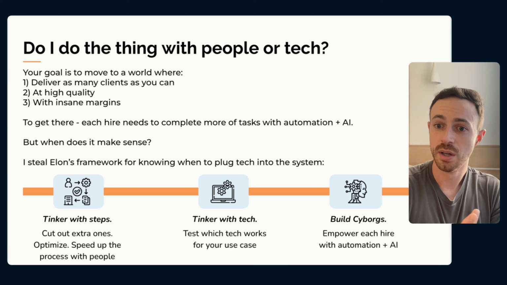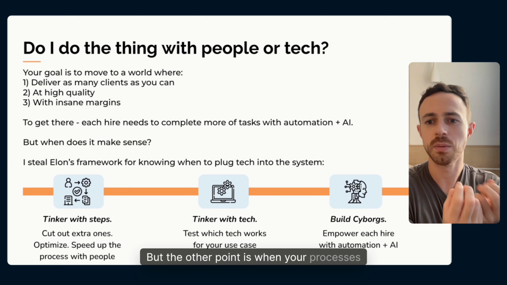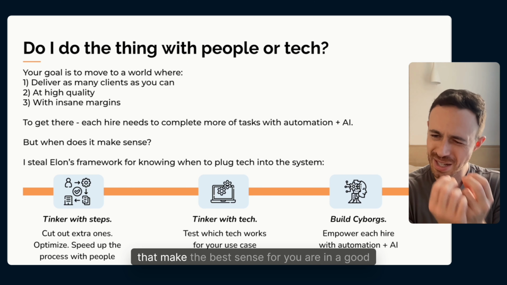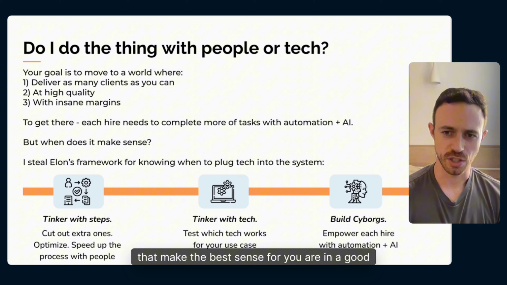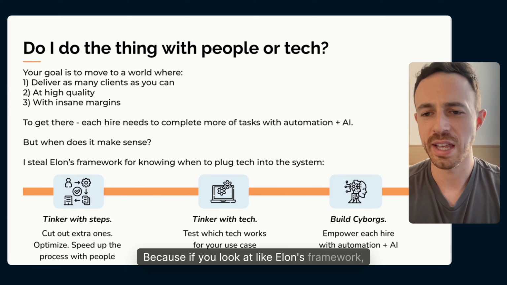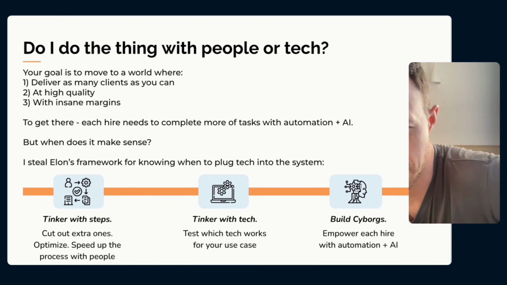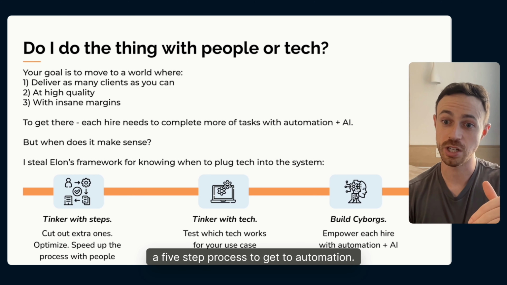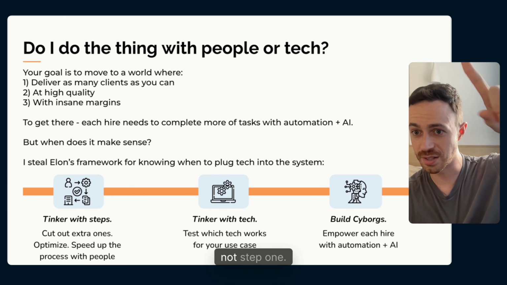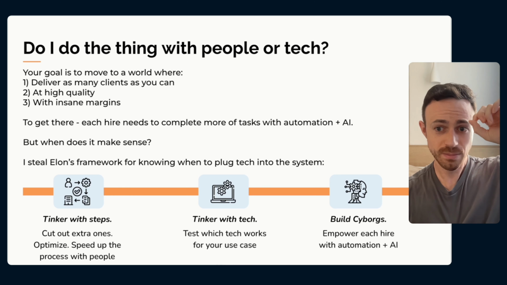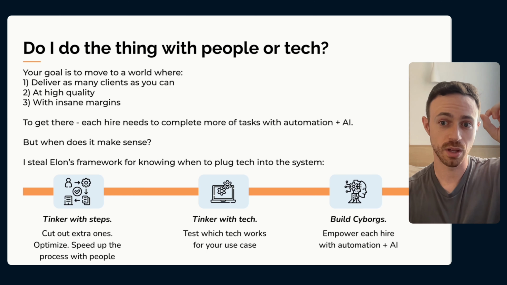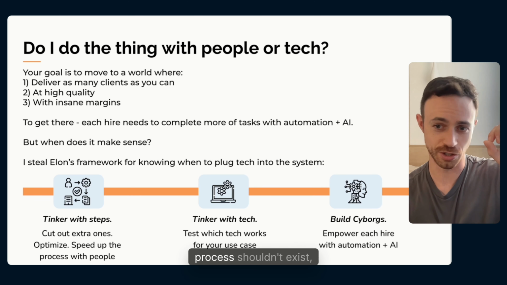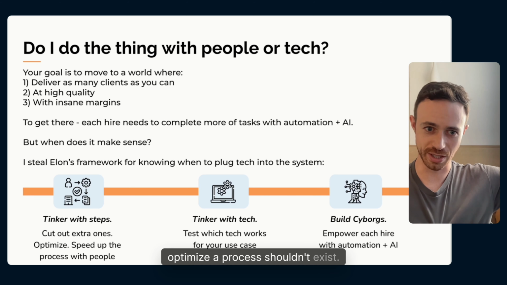That is true. But the other point is when the processes that make the best sense for you are in a good spot, right? If you look at Elon's framework, I have it in the appendix if it's helpful, he's got a 5-step process to get to automation. Automation is step 5, not step 1. Because to quote Elon, the stupidest thing you can do is automate or optimize a process that shouldn't exist.